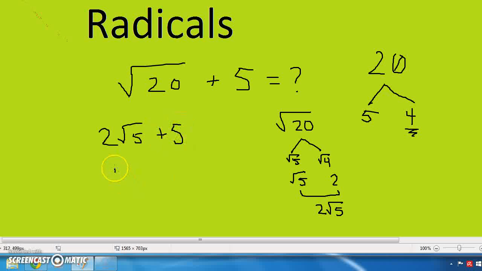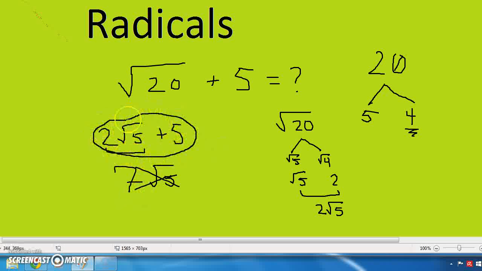This is not 7 root 5. That's not true. Like I said, these can't be combined. These are two numbers being multiplied. This is a number right here. 2 root 5 is a number. It's an irrational number. But this is a different irrational number. So they can't be combined, but this is the solution for that.